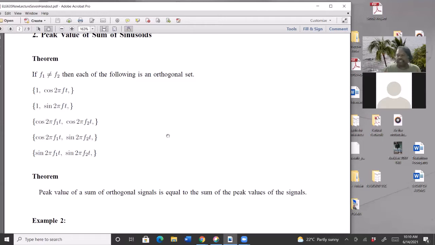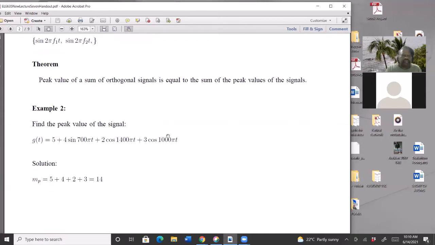of the individual signals. Okay, so here is an example. Find the peak value of this signal. Okay, so it is 5 plus 4 plus 2 plus 3, and the reason is they are all orthogonal. This is orthogonal to this, this is orthogonal to this, this is orthogonal to this. Okay.